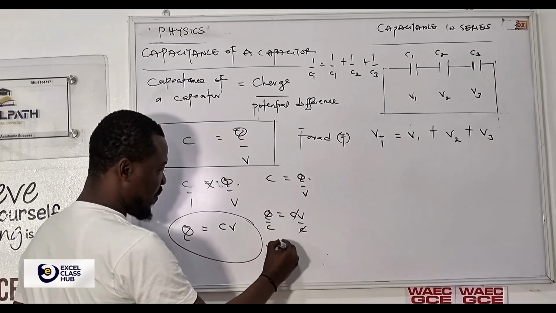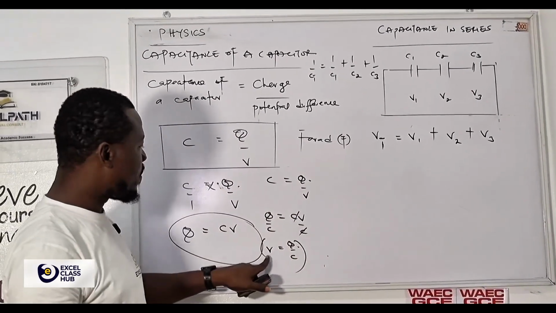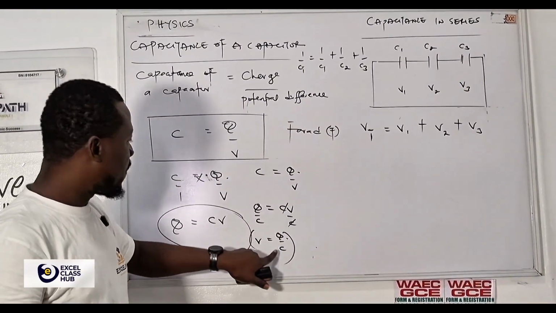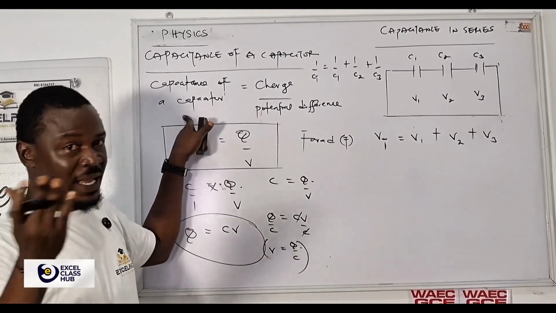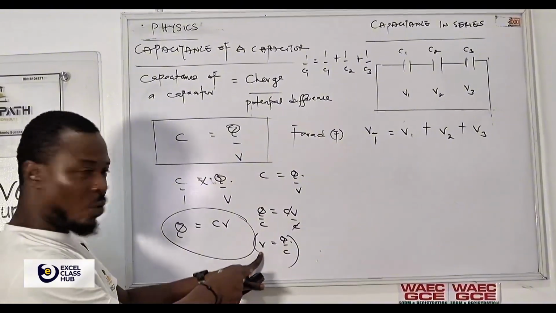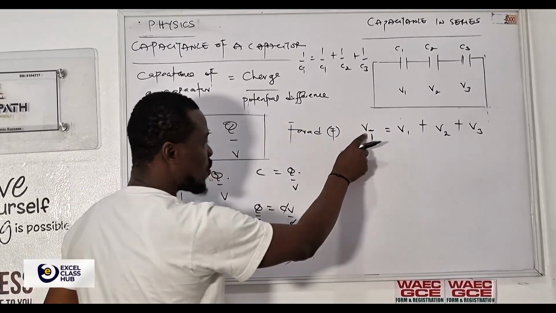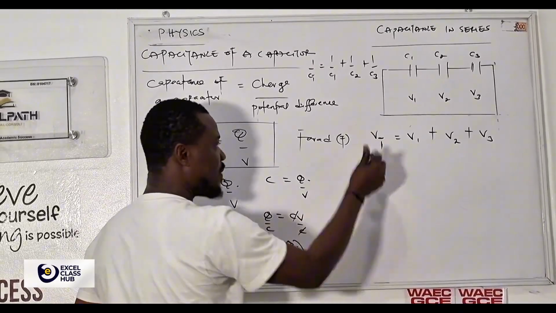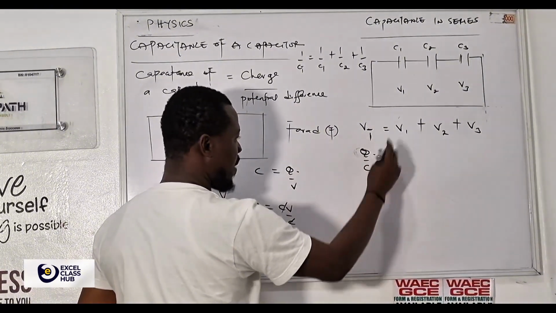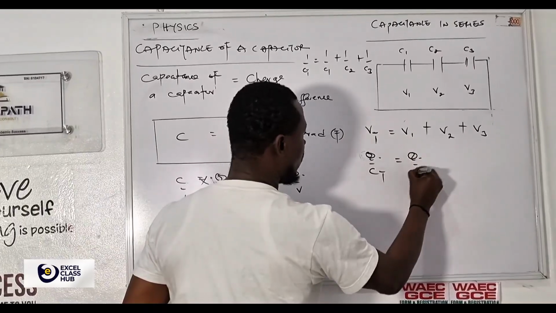What am I left with now? V equals Q over C. Which means my formula for potential difference is V equals charge per unit capacitance of a capacitor. You can see this is your V here now. What is my V now? Q over C. So I can now substitute this Q over C back as V. I will have Q over C. Remember there's a total here. You have this one, so you know this one is supposed to be Q over C also.